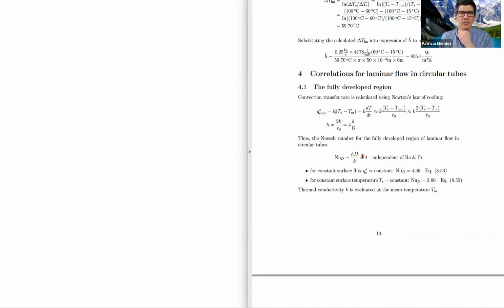But if you do the equations, and if you invest 4 years of your life in a PhD, or you lose 4 years of your life in a PhD, you're going to end up with it not really being 4, depending on the boundary condition. For the condition of constant surface flux, it is 4.36. We were off by less than 10%. And if it is a pipe at constant surface temperature, we would have a Nusselt of 3.66. Again, less than 10% error. So this story I told you here is just an approximation to make sense.